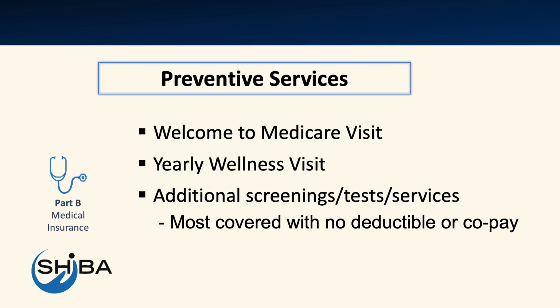Medicare Part B covers 2 preventive visits, a Welcome to Medicare visit and a yearly wellness visit, as well as a range of additional screenings and services intended to help prevent illness and detect medical problems early when treatment works best. A description of these services can be found in your Medicare and You handbook. You are encouraged to review these services and talk with your doctor about your individual prevention plan.